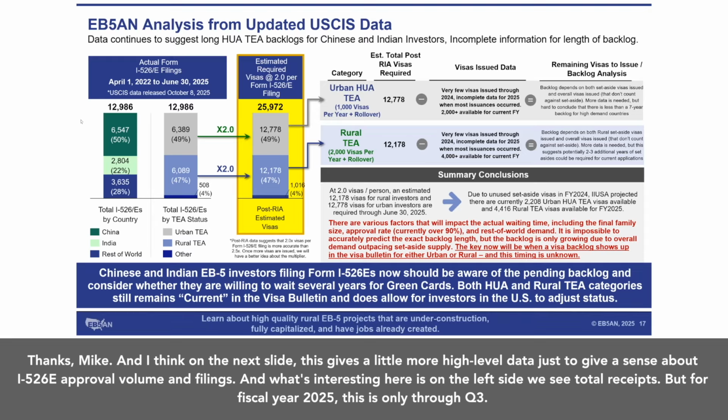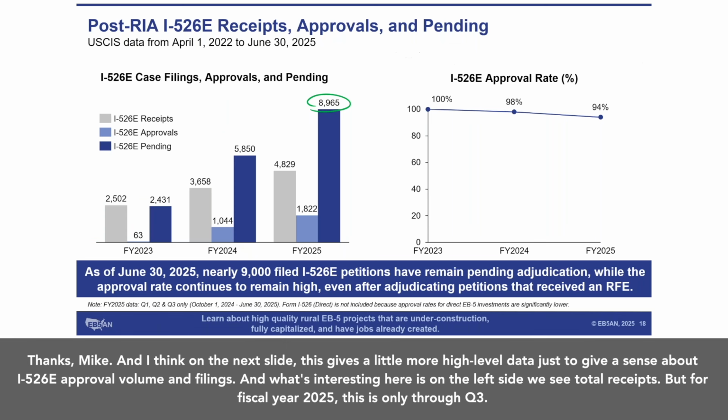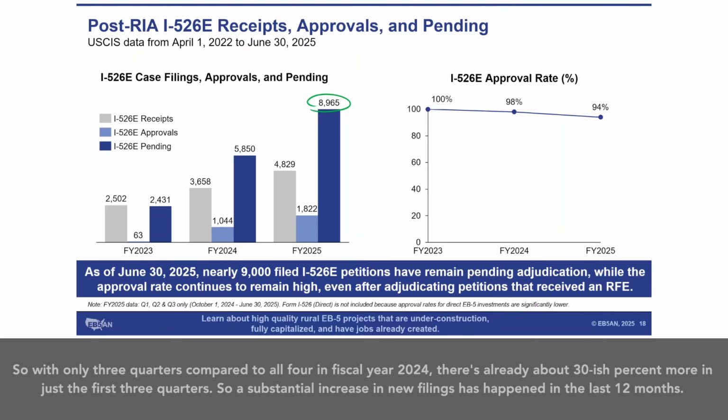Thanks, Mike. On the next slide, this gives a little more high-level data to give a sense of I-526E approval volume and filings. What's interesting here is on the left side, we see total receipts. But for fiscal year 2025, this is only through Q3. So with only three quarters compared to all four in fiscal year 2024, there's already about 30-ish percent more in just the first three quarters. So a substantial increase in new filings has happened in the last 12 months.